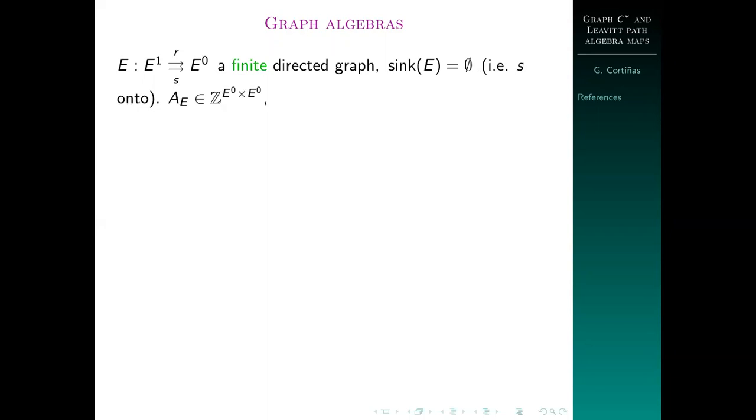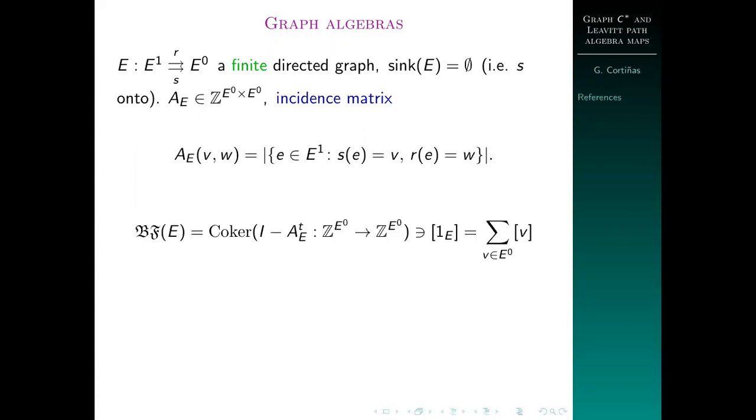So under these assumptions, the incidence matrix of E is a finite square matrix indexed by the vertices of E, whose entry at the VW spot is the number of edges that go out of V and land in W.